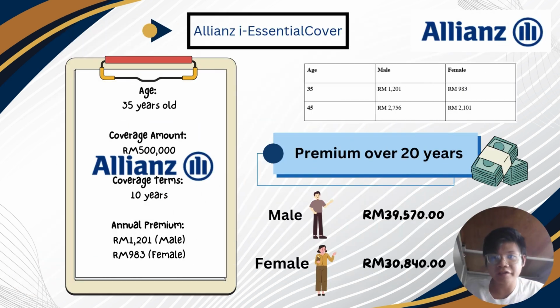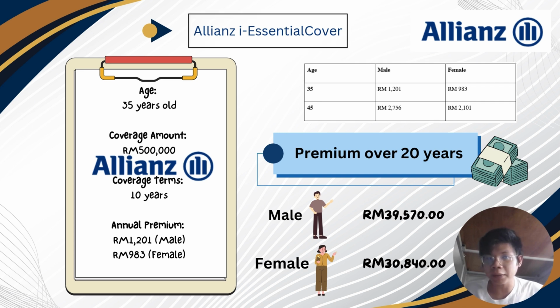Next, for the term life insurance, we have chosen the plan Alliance Essential Cover, specifically Plan 500, which is a term life insurance option, providing a coverage amount of 500,000 ringgit for a fixed term of 10 years. It is designed to offer affordable protection tailored to the needs of young families. For a 35-year-old male, the annual premium for Plan 500 is 1,201 ringgit, while for a female of the same age, it is 983 ringgit.